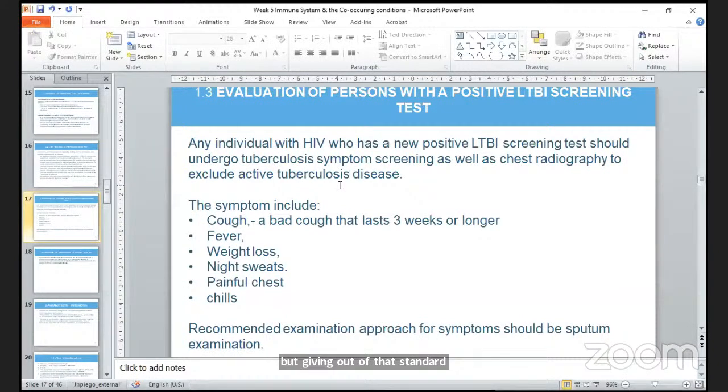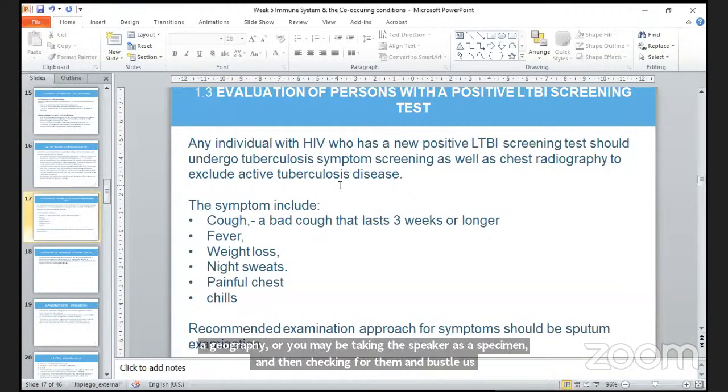Now, evaluation of TB, or testing for TB, or when do we want to suspect TB? So here we have some signs and symptoms for TB, and that's what is important here. Of course, TB can be tested using chest radiography, or by taking sputum as a specimen and then checking for the bacillus, Mycobacterium tuberculosis, a round-shaped bacteria.